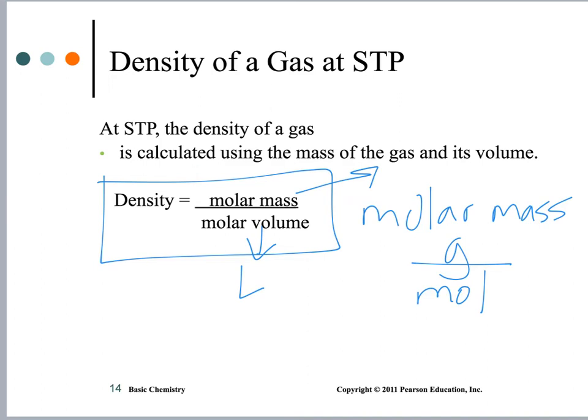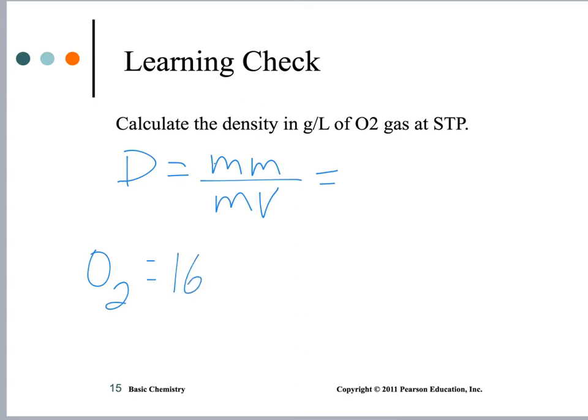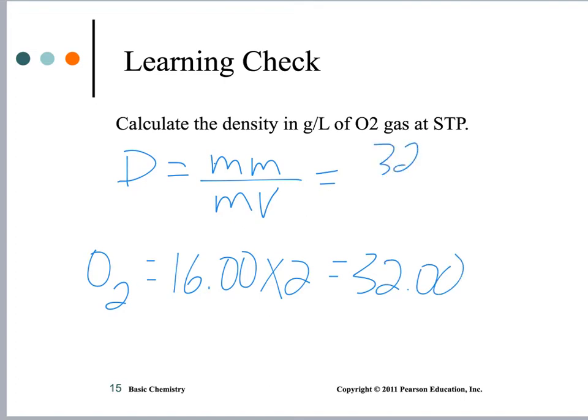Now the question is: calculate the density in grams per liter of O2 at STP. Density equals molar mass divided by molar volume. So we have to figure out what the mass is. O2: 16.0 times 2, I can do that without my calculator, is 32.0. So I'm going to take that 32.0 and divide by 22.4 liters because it's at STP.